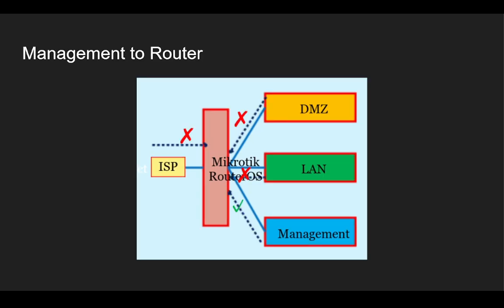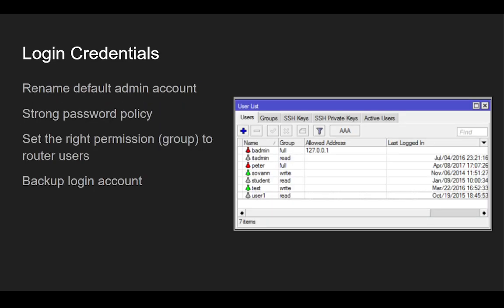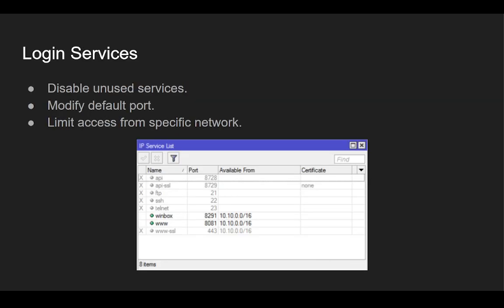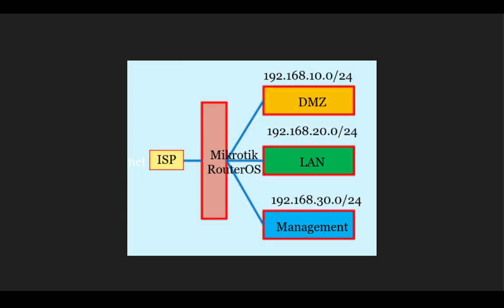So for the management router, just the management network has to be able to connect to the Mikrotik RouterOS. For example, port 8291. Just this network should have access to this port.